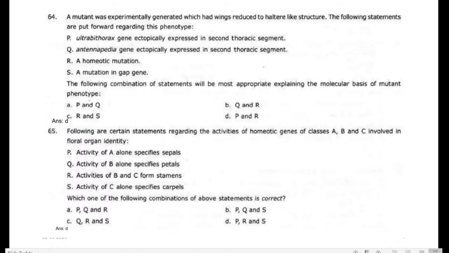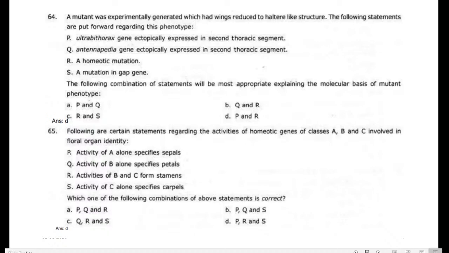Very important. Here they are asking the question: which of the following combinations of statements is correct? The correct ones are P, R, S. Activity of A alone specifies sepals. The second right one is R: activity of B and C forms stamens. And activity of C alone makes the carpels. Now this is the correct answer for this question.